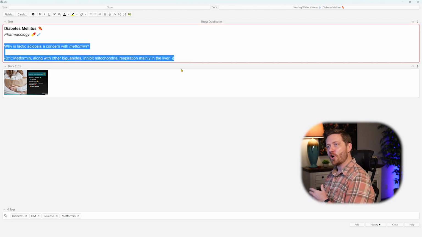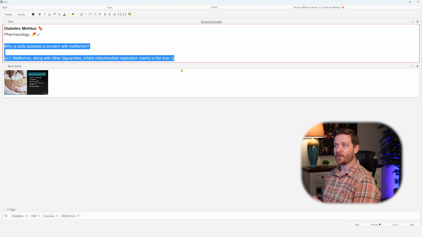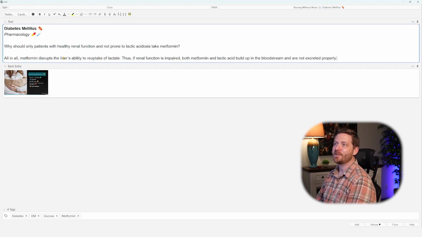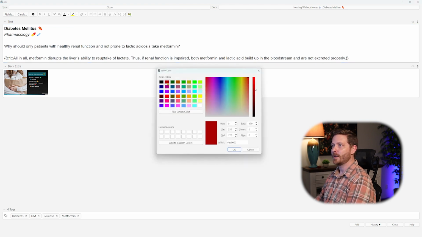We know that metformin should only be administered in patients with healthy renal function and are not prone to lactic acidosis. So let's make a card to remind ourselves of that. That way we know what to look for in the health history before administering metformin. All in all, metformin disrupts the liver's ability to reuptake lactate. Thus, if renal function is impaired, both metformin and lactic acid build up in the bloodstream and are not excreted properly. And so that's why we're going to need to have that healthy renal function, and they're not prone to this lactic acidosis. And you know what? I want to make this red while we're at it.